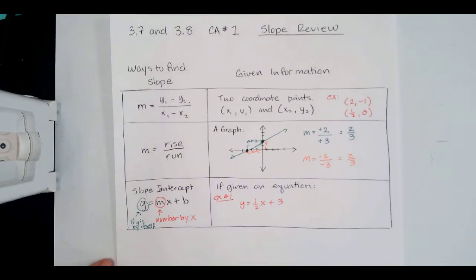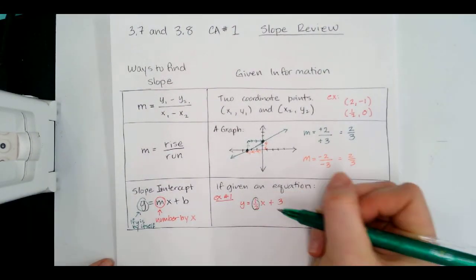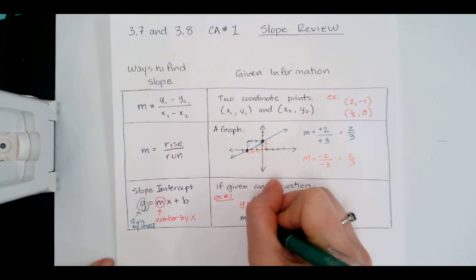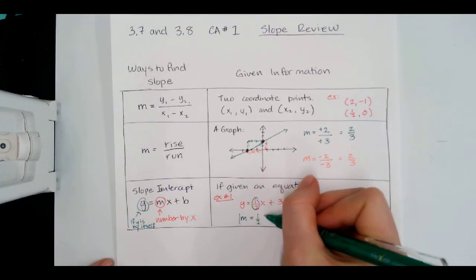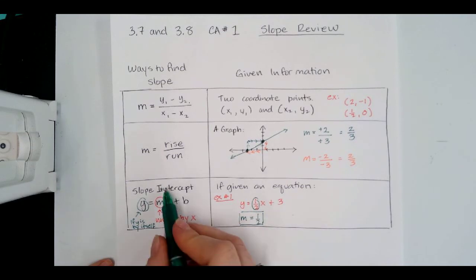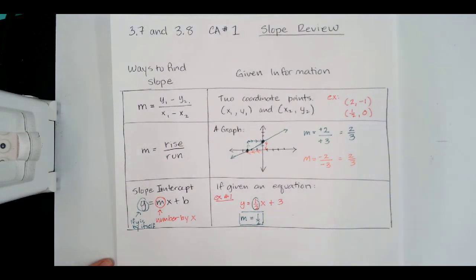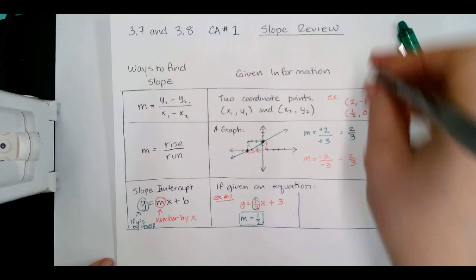Okay, so take a second. Let's figure out what is the number by x. Well, looking at it, there's x, and the number by it is a half. Okay, so my slope, m equals 1 over 2. And notice I write m equals. Please label your slope in that way. Okay, this one didn't require too much work. The equation was already in slope-intercept form. So let's take a look at another example where the equation isn't in slope-intercept form.